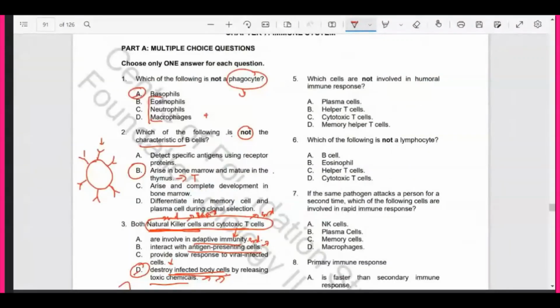Syahira? For question 5, which cells are not involved in humoral immune response? My answer is C, because A, B, and D are involved in humoral immune response or antibody-mediated immunity. The cytotoxic T cell is involved in cell-mediated response. Cell-mediated immune response, kan, if it is cytotoxic T cell.